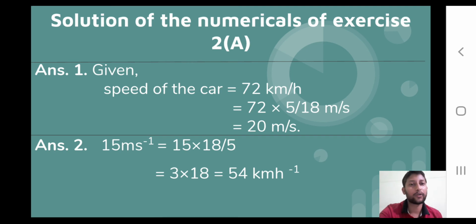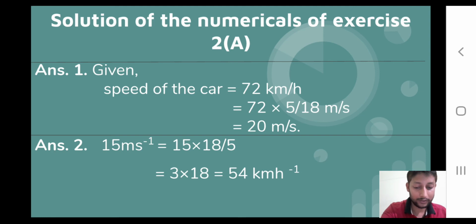I have already uploaded so many videos for your theory part for chapter 2, that is displacement, scalar and vector quantity, uniform and non-uniform motion, acceleration, retardation, etc. And I hope you all have studied. Now here I have solved all the numericals of exercise 2a and the explanation is here. So now come to the numericals.